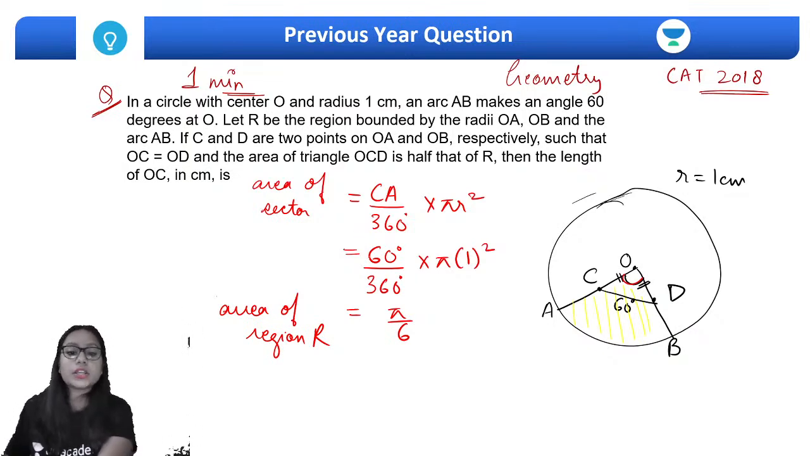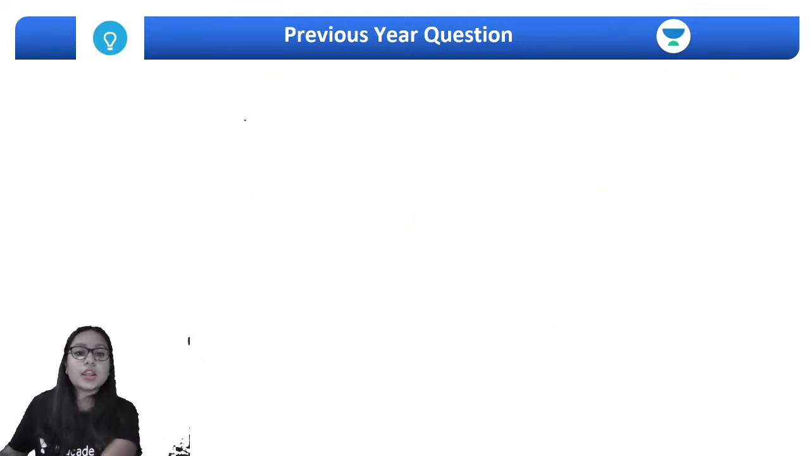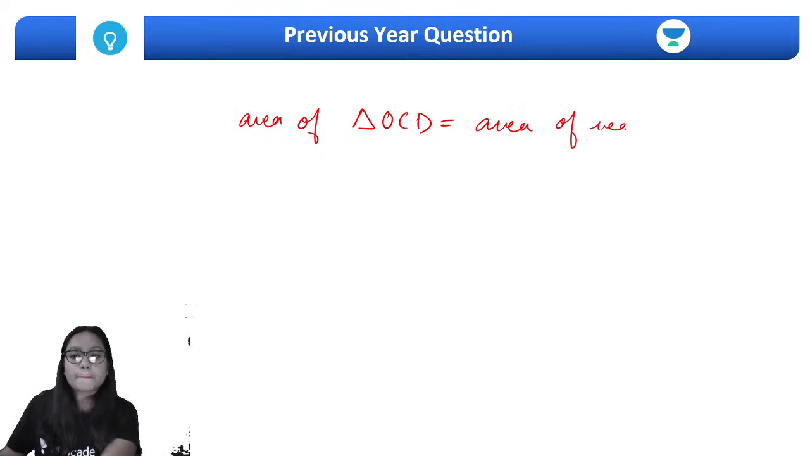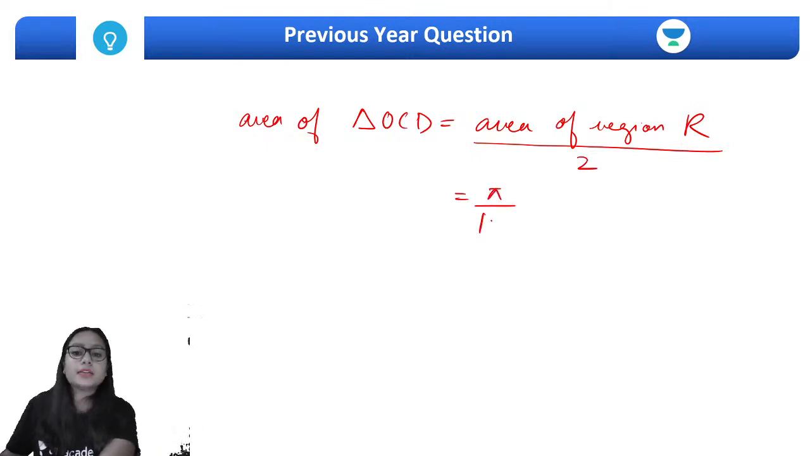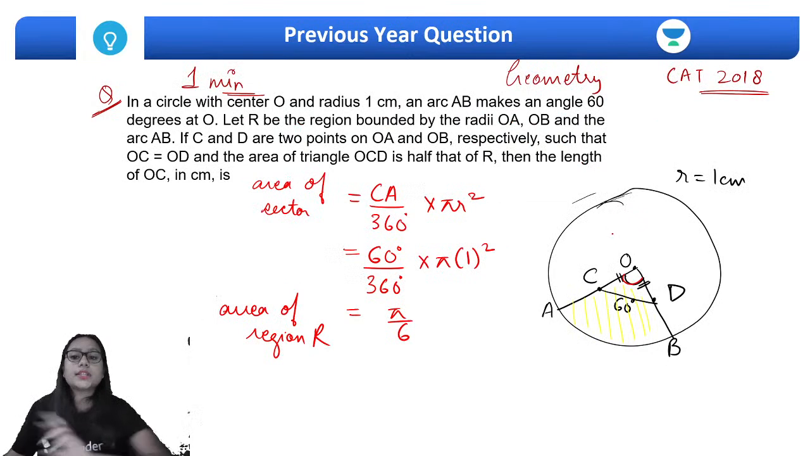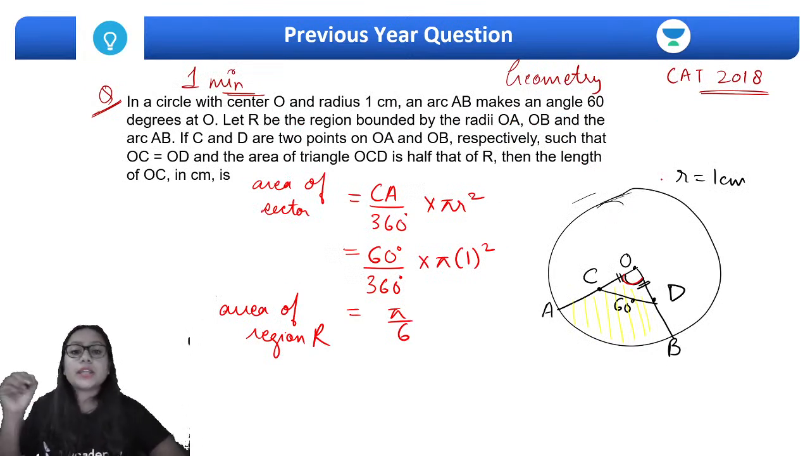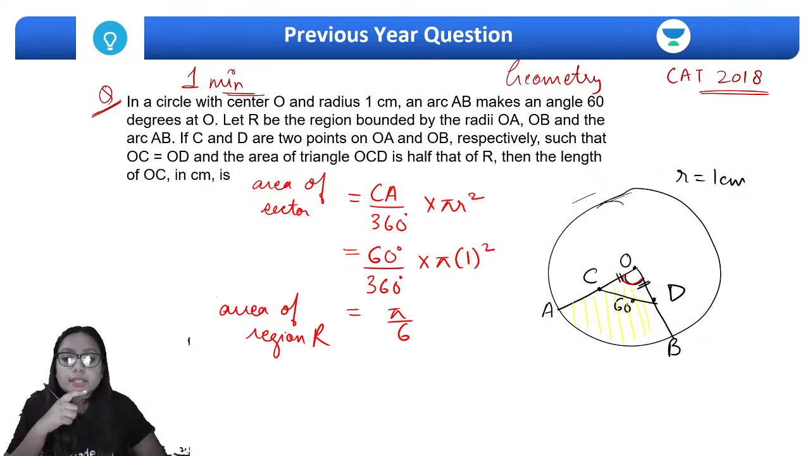Now according to the question, the area of triangle OCD is the area of region R upon 2. Therefore, this is pi by 12. Now, since OCD is a triangle, can you tell me what type of triangle is OCD?